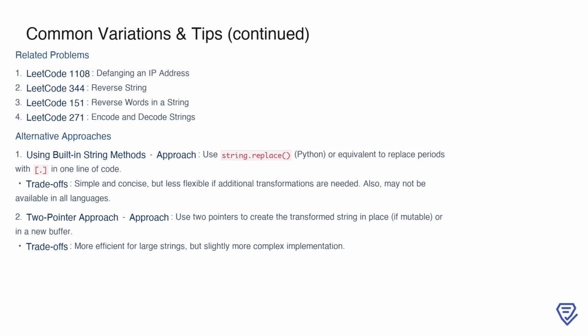Another option is the two-pointer technique. This involves using two pointers to construct the transformed string, either in place, if the string is mutable, or in a new buffer. The two-pointer approach is more efficient for handling large strings but does require a slightly more complex implementation.